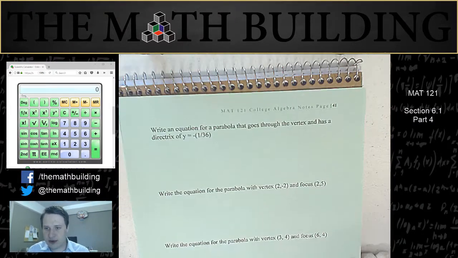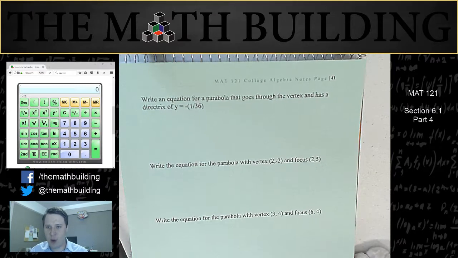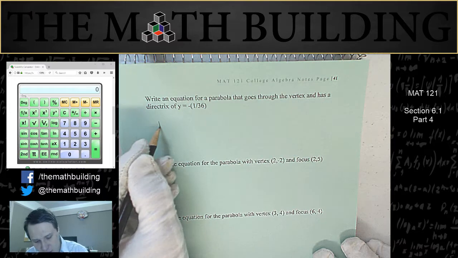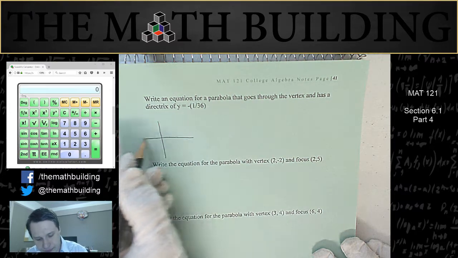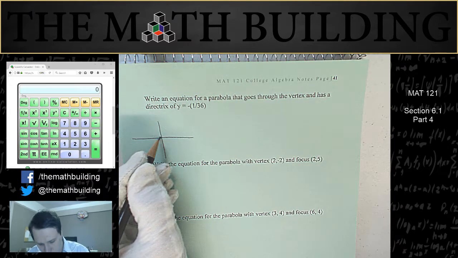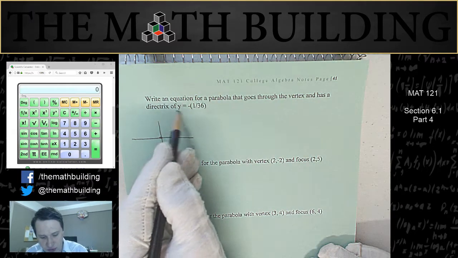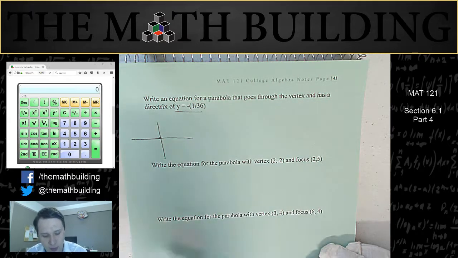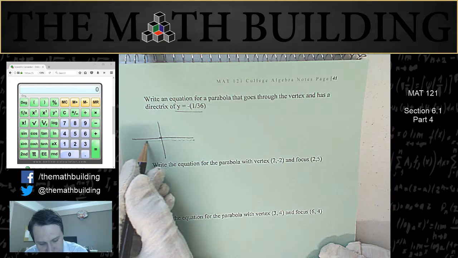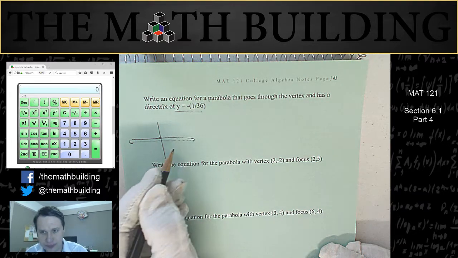All right, next problem says, write an equation for a parabola that goes through the vertex and has a directrix of y equals negative 1/36. Once again, let's draw a picture. There's our picture right there. We're going through the vertex, excuse me, and this time our directrix is a horizontal line. It's y equals negative 1/36. So that's a line that's really close to the y-axis, just 1/36 down.